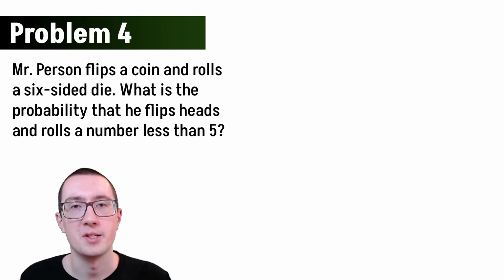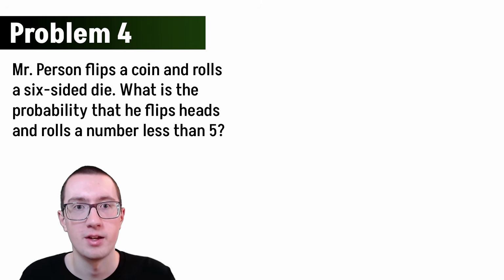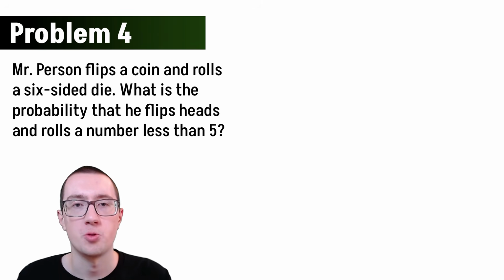So here's a probability problem. It says that Mr. Person flips a coin and rolls a 6-sided die. So he's doing 2 different things. He's flipping a coin and rolling a die. So what is the probability that he flips heads and rolls a number less than 5?